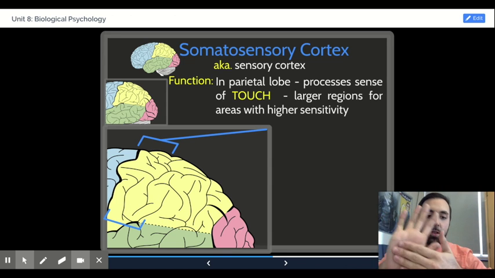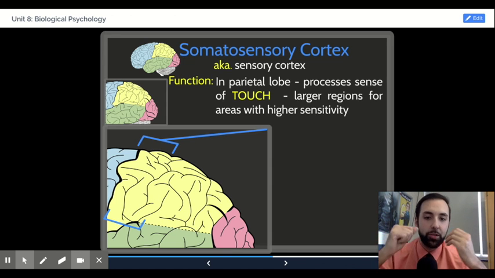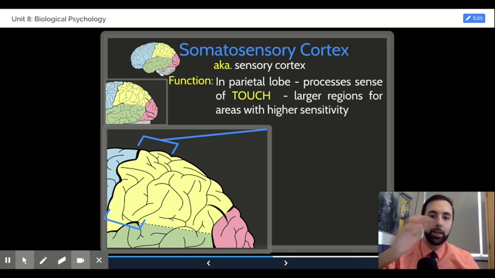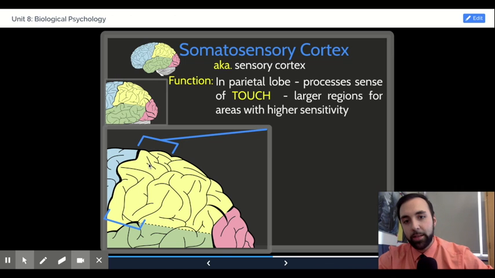So, for example, your fingers, your fingertips, the palms of your hands, your lips are way more sensitive as opposed to your elbow or your kneecaps. So there's actually larger space in the somatosensory cortex for regions of your body that are more sensitive.